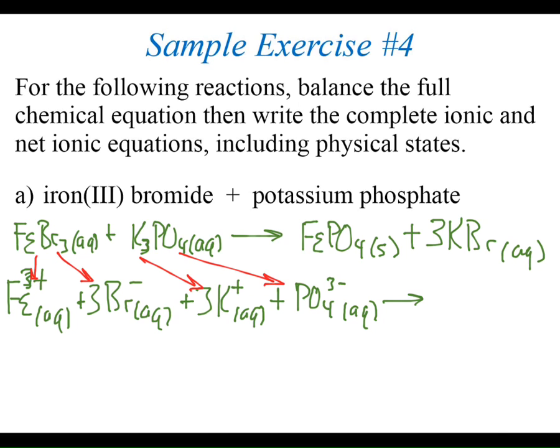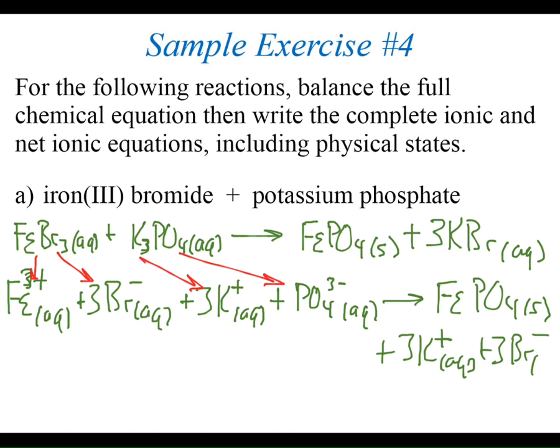Okay, how about FePO4? It just stays the same because it's a solid, right? We don't break apart solids, so just write it again. FePO4, parenthesis, S, parenthesis. Okay, 3 KBrs. What ions will 3 KBrs make? They'll make 3 K pluses, aqueous. And what else? 3 Br negative, aqueous. Awesome. Again, it was 3, so 3 potassiums and 3 bromides.